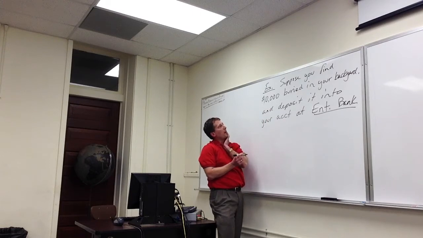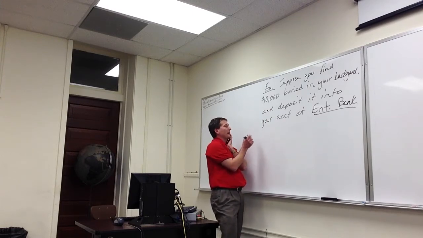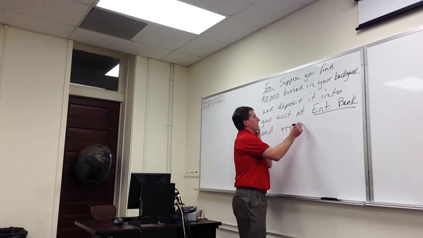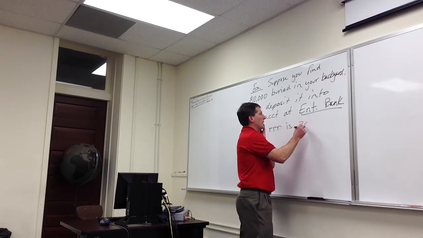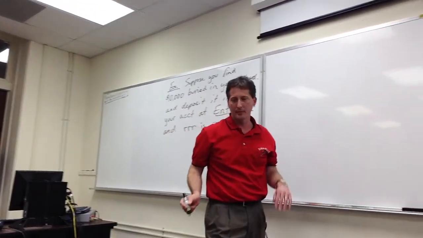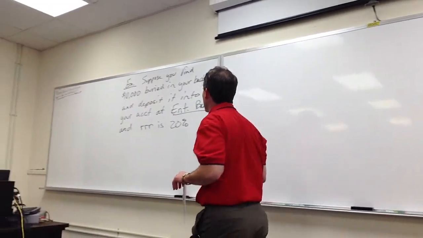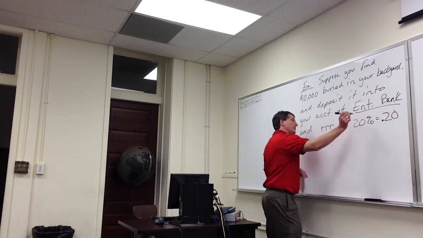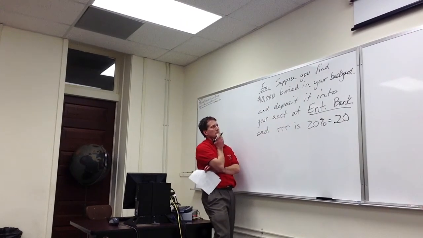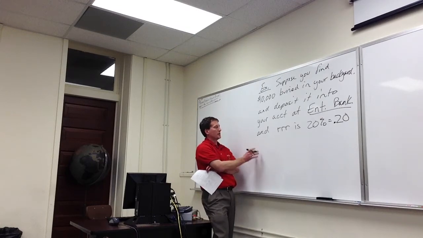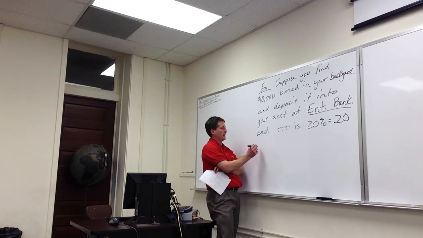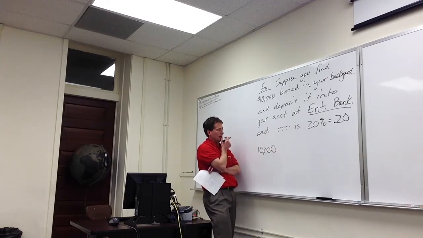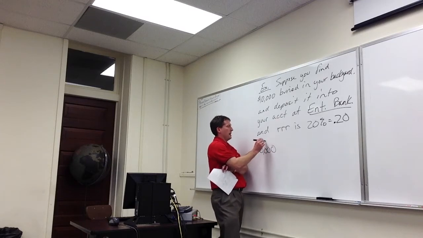So suppose you find 10,000 and deposit it in your account at Ent Bank. And the required reserve ratio is 20%, or 0.2, a fraction, but you can make sure you go both ways with this, right? 20% or 0.2. All right. So Ent Bank gets a nice little deposit. So we get 10,000 on deposit.